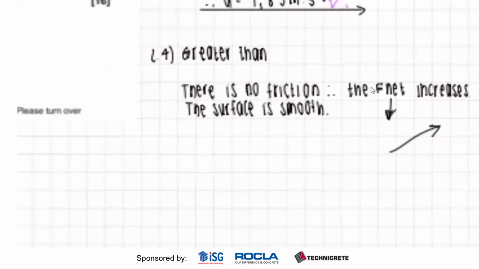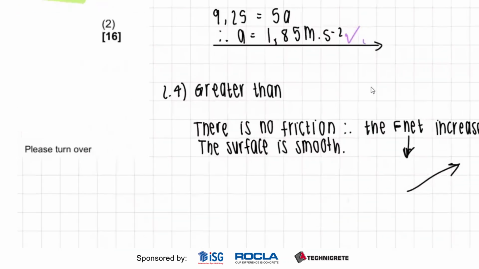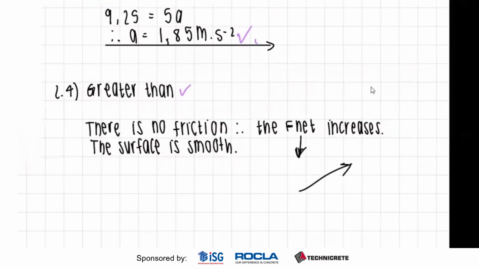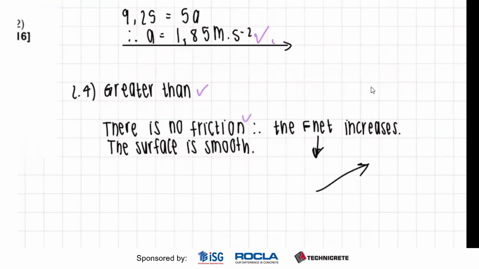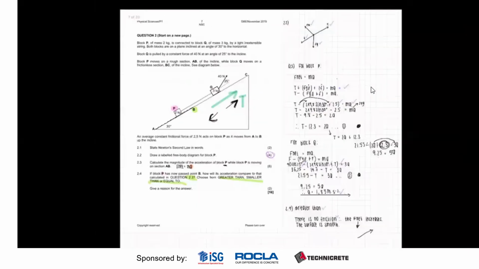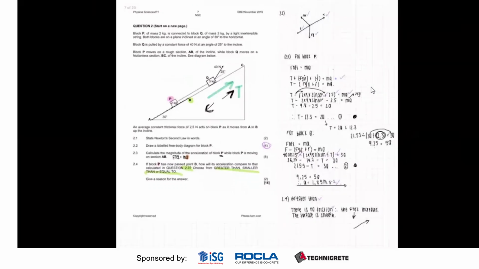And you get a mark for saying greater than, and then you get a mark for your reason. So there is no friction you'll get a mark for. You could also get a mark for the F net increases, or you can also get a mark for the surface is smooth. So you can choose between any one of those for what you want to say. Thank you. Okay, this was question 2, and in the next video, I will do question 3.